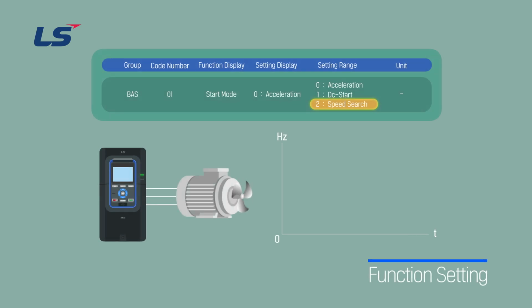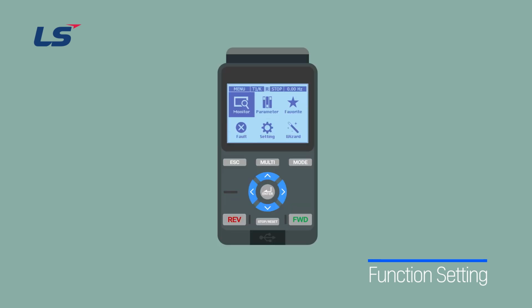Speed search allows the motor to continue free running and starts the AC drive via a drive command without tripping due to overvoltage or overcurrent, aiming to return to the target frequency. Select 2 speed search in BAS Group 1 start mode to set this operation.